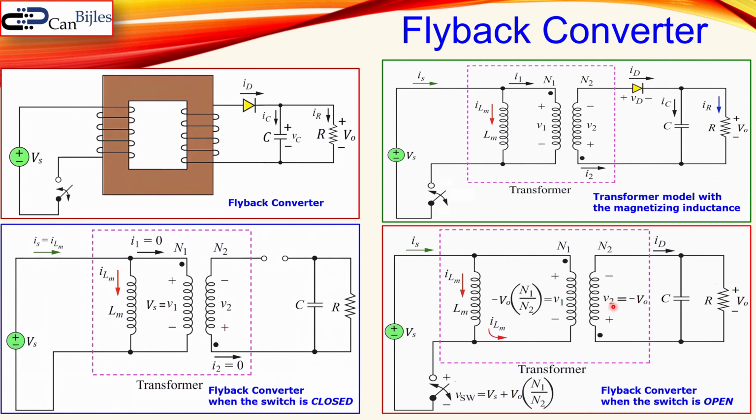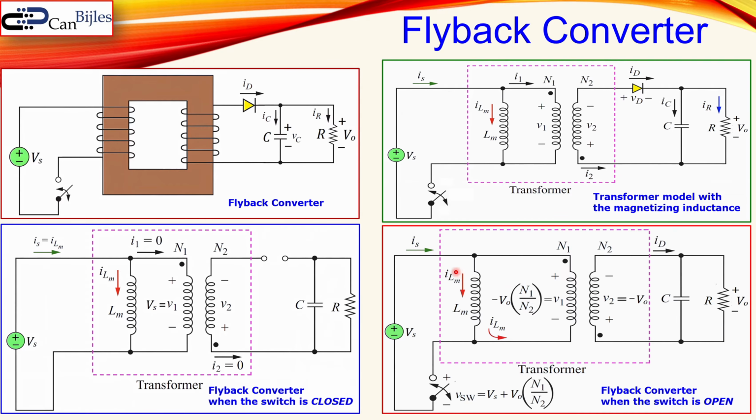Well, we have of course V2, which is the minus of VO. We can see that because we measure from top to bottom, but we actually have this V2 flipped. That's why you see here V2 is equal to minus VO. And that goes to the primary side using this reflection of the N1 over N2 ratio.